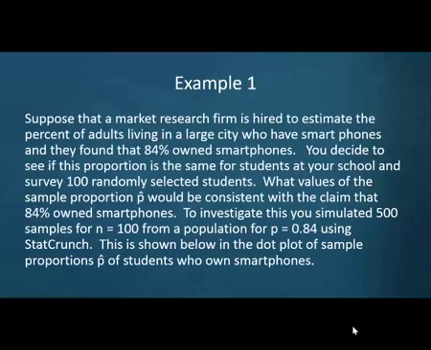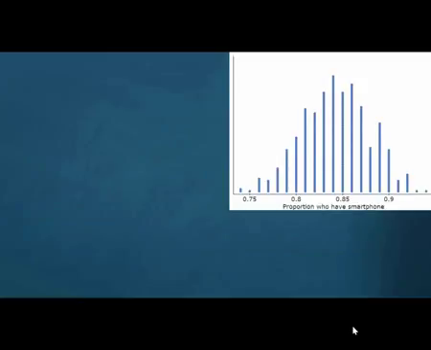To investigate this, you simulated 500 samples for n equals 100 from a population for p equals 0.84 using StatCrunch. This is shown below in the dot plot of the sample proportions p hat of students who own smartphones. So here is our simulation. So part A. What does this one dot at 0.75 represent?